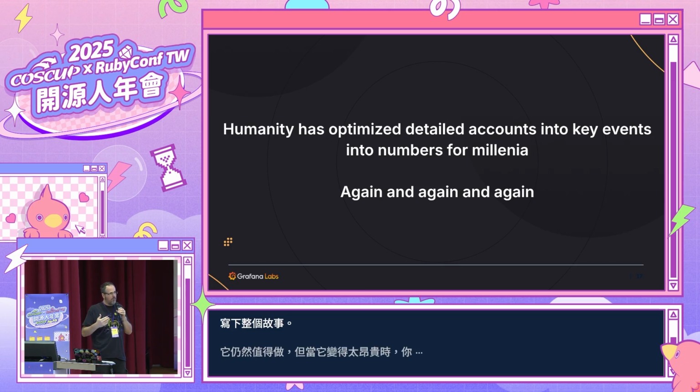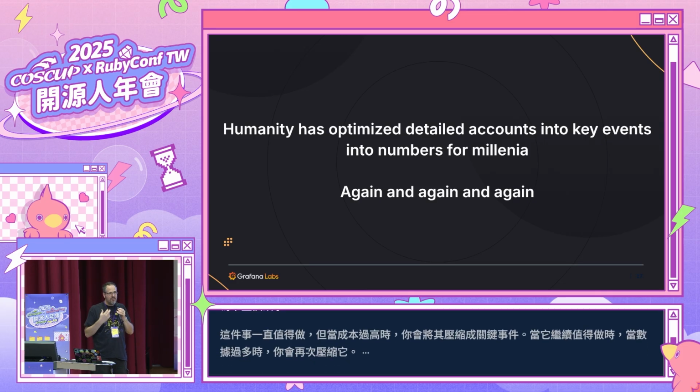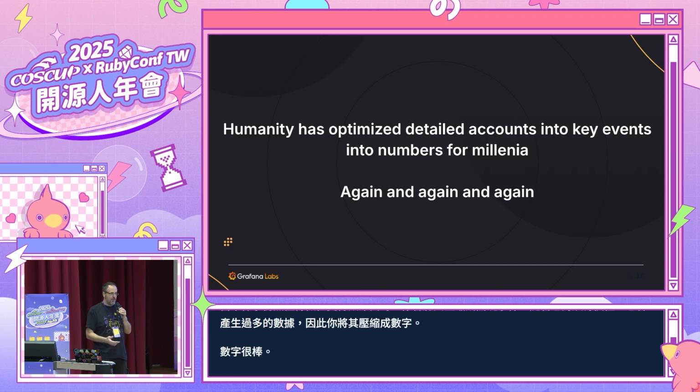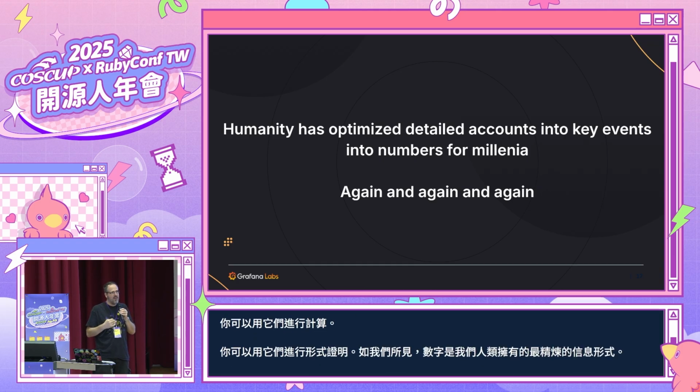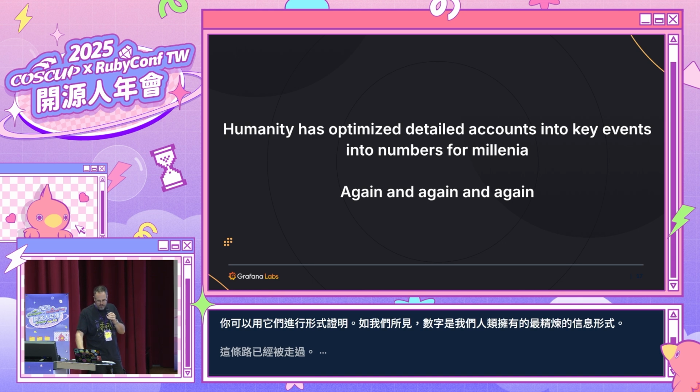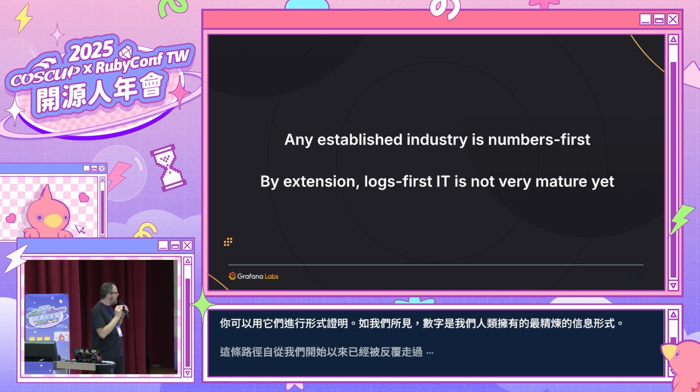As this keeps being worthwhile, as it keeps being worth doing all of this, again, it becomes too much data. You compress it into numbers. Numbers are great. You can do statistical analysis on them, you can do math on them, you can do formal proofs on them, as we just saw. Numbers are the most distilled form of information which we as a species have. And this pathway has been walked through again and again and again ever since we have had written records, and probably before. So any established industry is numbers first.